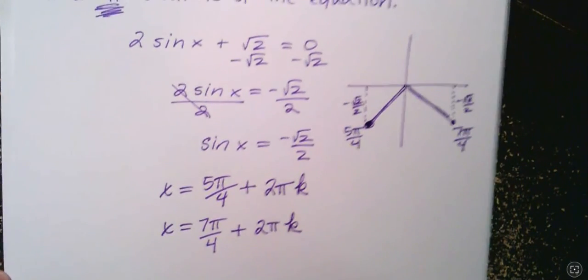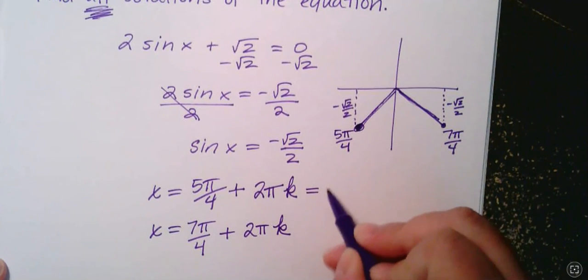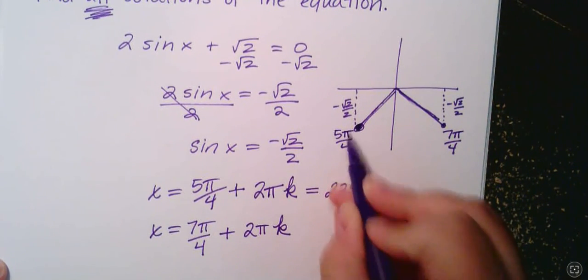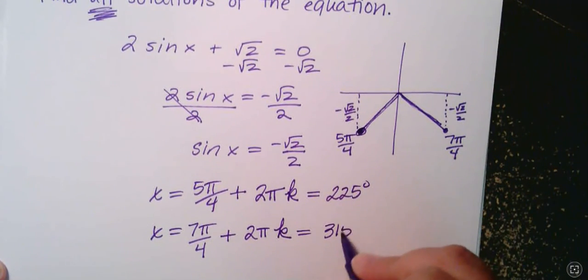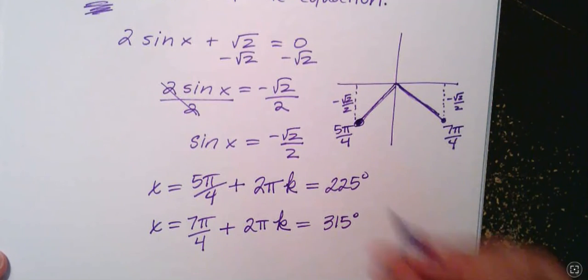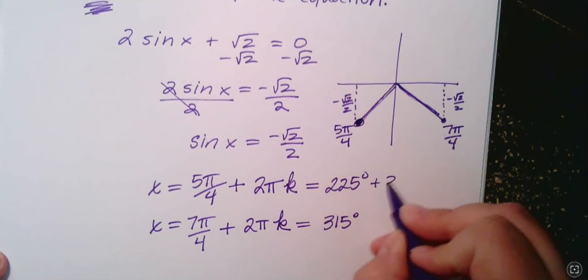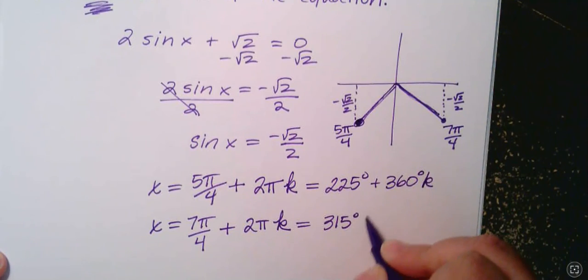If we had done this in degrees, 225 is the first location. Over here we have 315. And we would say all solutions is what you want. Well, that means as many times as you want to go, 360 in either direction. That's a k.